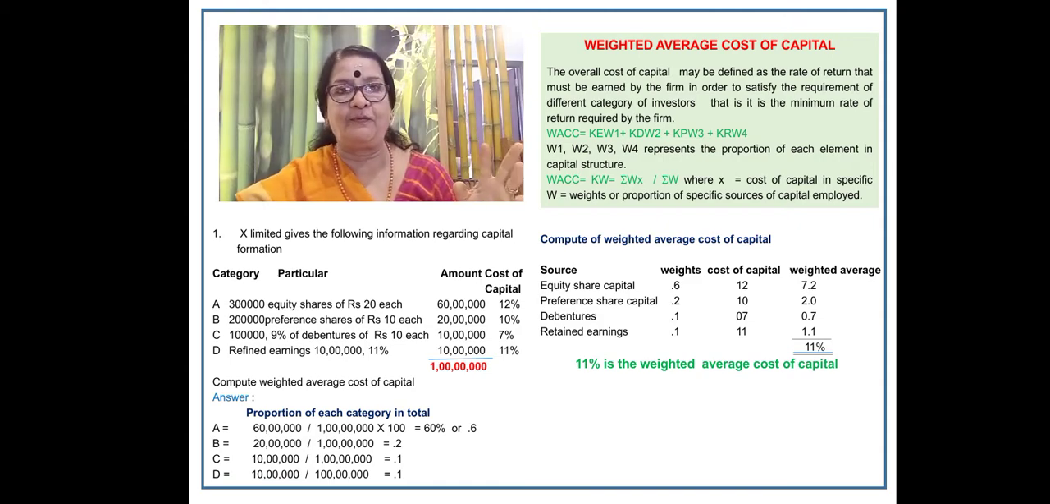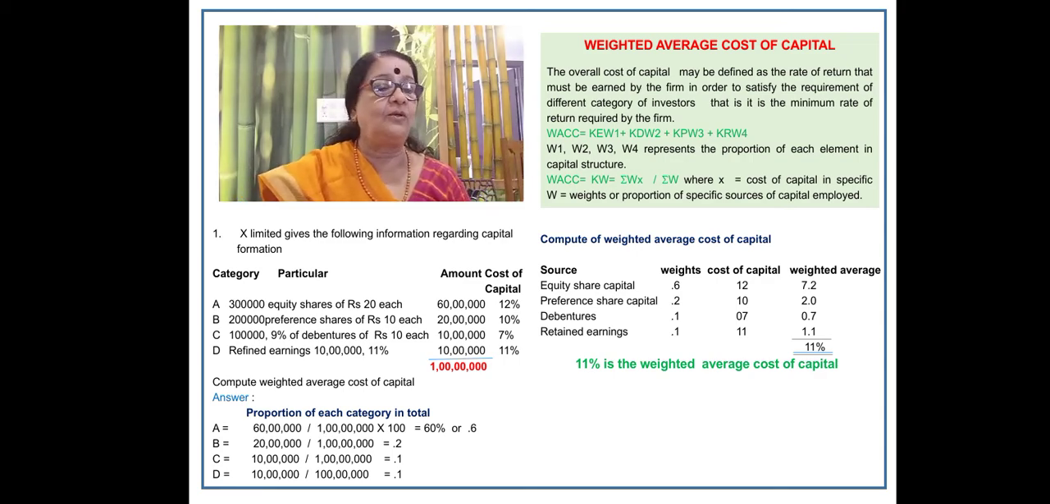It's very easy. First of all, you find out the proportion. That proportion is taken as weight. Multiply this proportion by the cost of capital given. You will get the weighted average cost. Take the total of it. That total will be the percentage of weighted average cost. Hope you have understood.